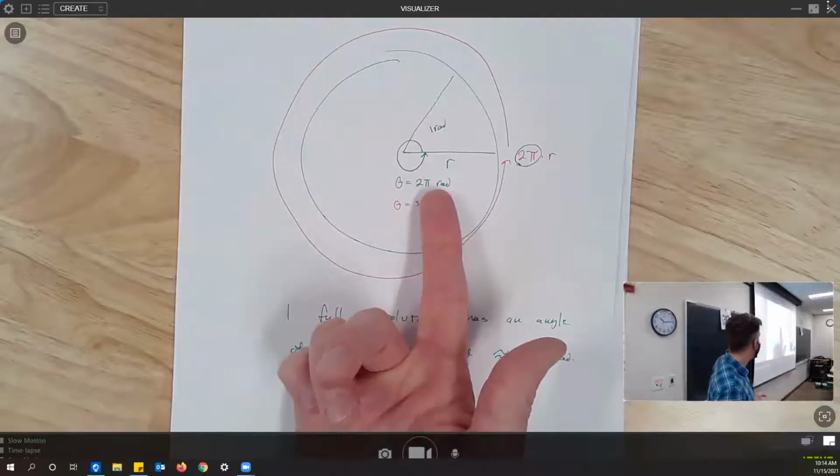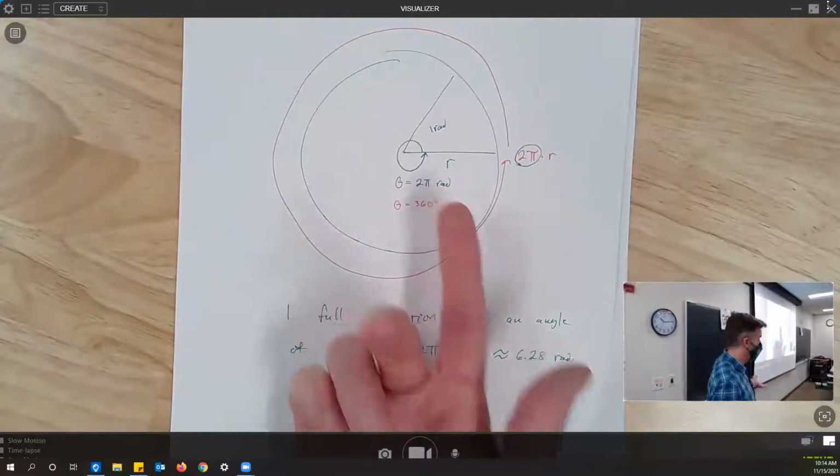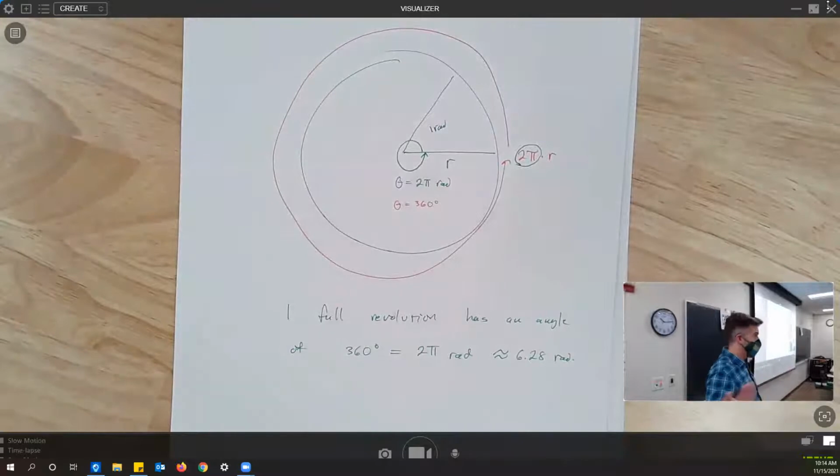This measurement is not arbitrary. The circle always has an angle measure of 2 pi radians, regardless of how big or how small the circle is. And we didn't just pick it out of nowhere. It is what it is because it's a circle. So it's not arbitrary is kind of the point.